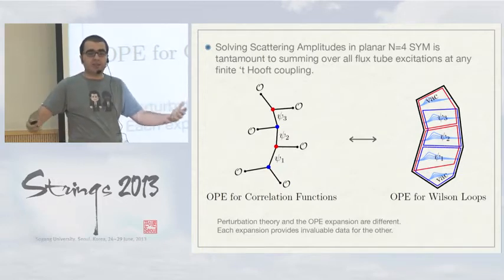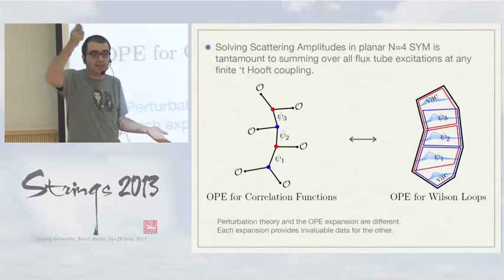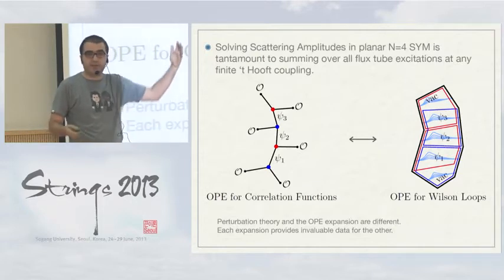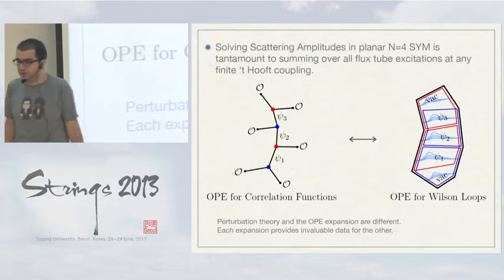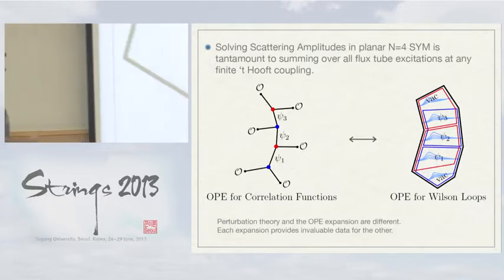So, of course, these expansions are very different. If I sum over all the states, I get the exact result. If I sum over all the loops, I get the exact result. But, of course, they are not the same. Okay? So even though it's kind of obvious, let me just emphasize.